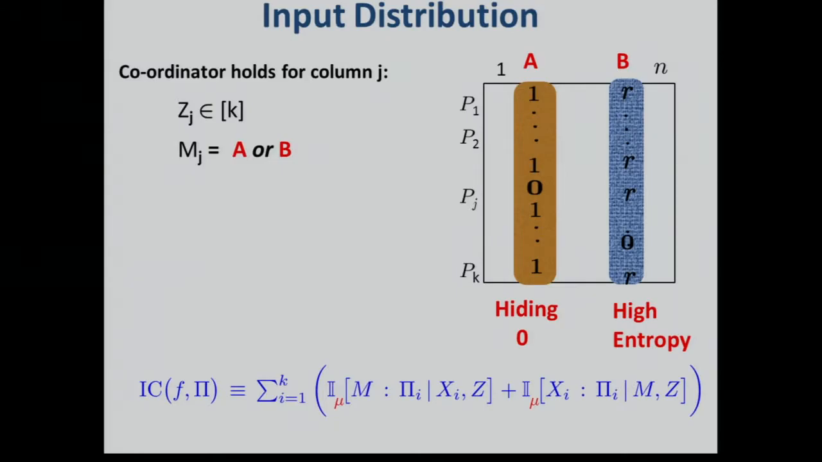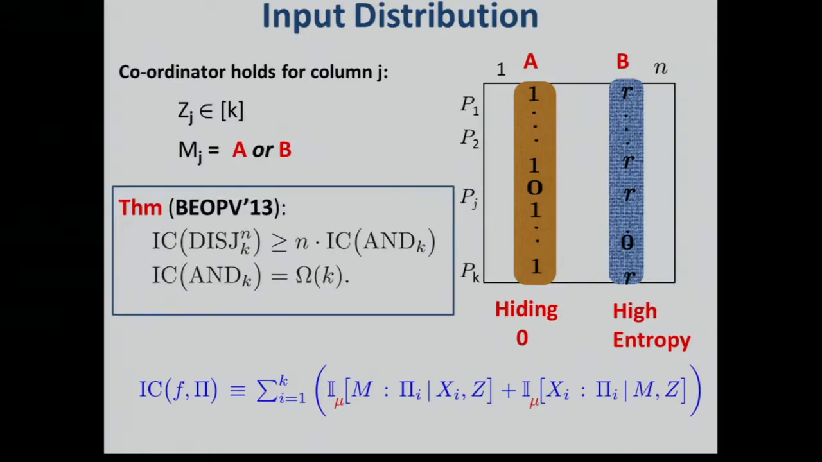Okay. So this sums up the information that player xi learns. Similarly, this is the information that the coordinator learns about xi's input, and we are going to sum it over all players i equals 1 to k.